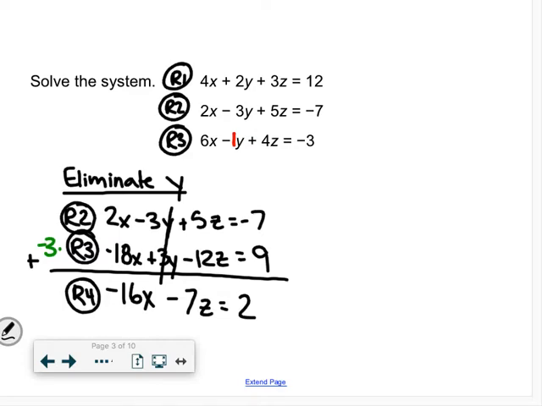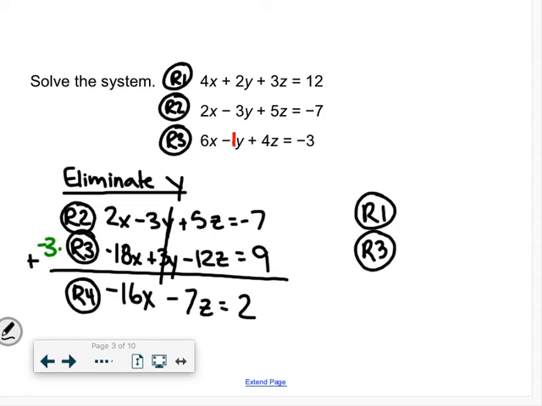Now we could use, someone else had said that before, R3 and R1. Now, super important thing to note. You must eliminate the same variable. So we eliminated y to make an equation with x and z. We want to eliminate y again to get another equation with x and z so that we can solve. If we eliminate z this time, then we'll have an equation with x and y and we can't solve that system. So we got to eliminate the same variable twice.